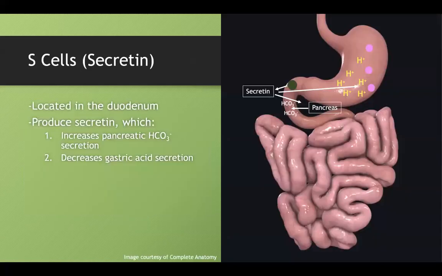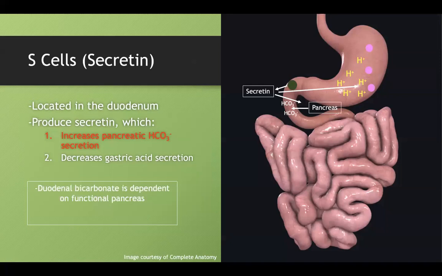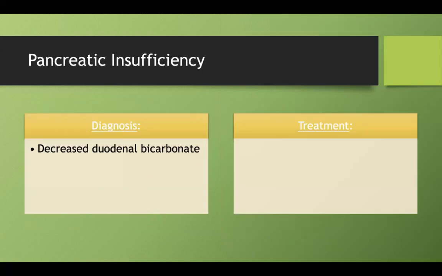So remember, the pancreas is important for secreting bicarbonate in the presence of secretin, as we've talked about. And so if you have pancreatic insufficiency, you're not secreting as much bicarb. So it should make sense that if you have a dysfunctional pancreas, you're going to have decreased duodenal bicarbonate.